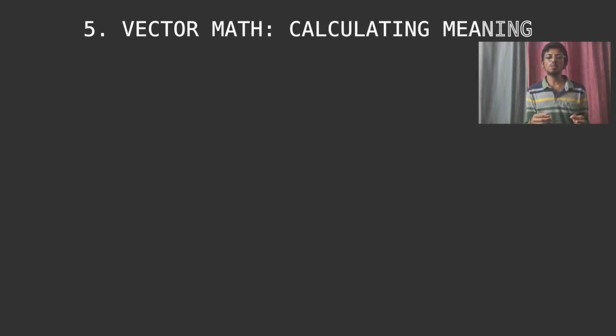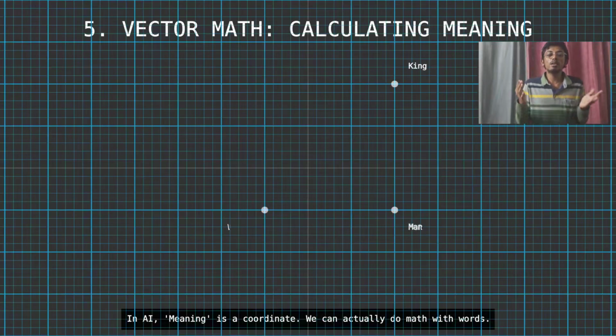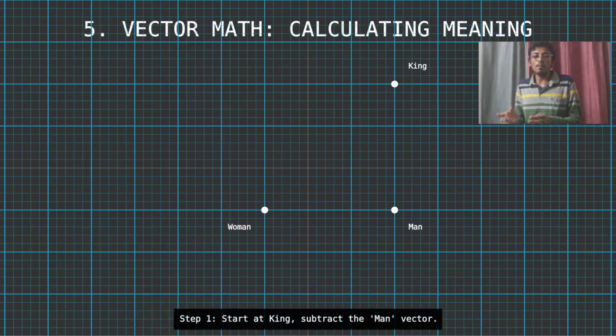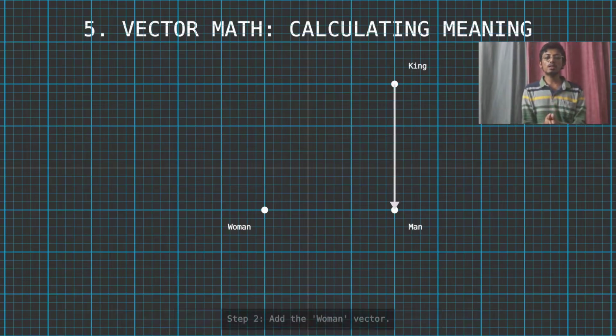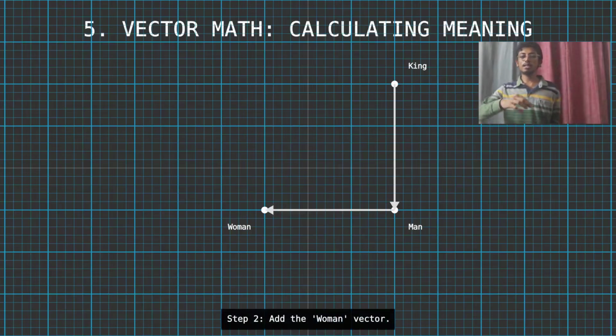This is the part that usually blows people's minds. How does AI know that the king is related to the queen but not the refrigerator? It uses something called vector space. Imagine every token is a point on a map.